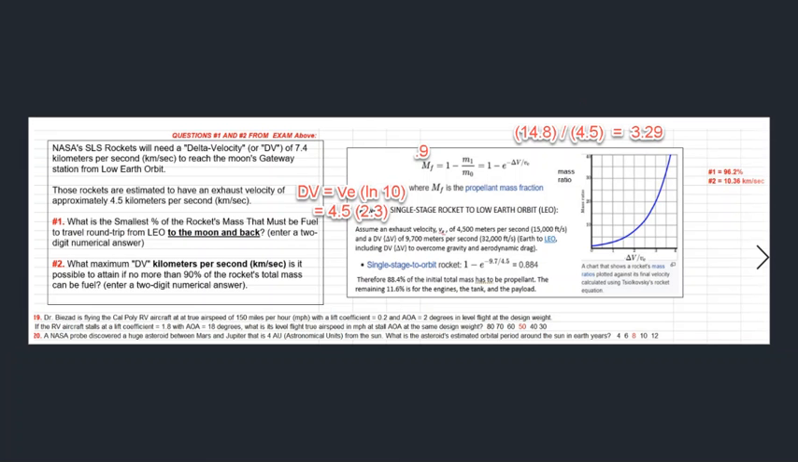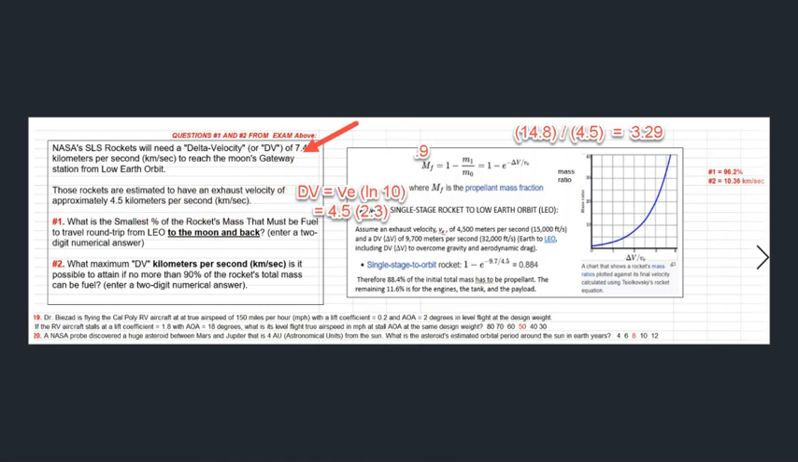I'm going to spend some time talking about the word problems, and the first one asks us a Tsiolkovsky equation where we have an SLS NASA rocket delta V of 7.4 kilometers per second to reach the moon's gateway station from low Earth orbit. The rocket has an exhaust velocity of 4.5 kilometers per second. So the first question is, what is the smallest percent of rocket mass propellant that must be fuel to travel round trip to the moon and back?